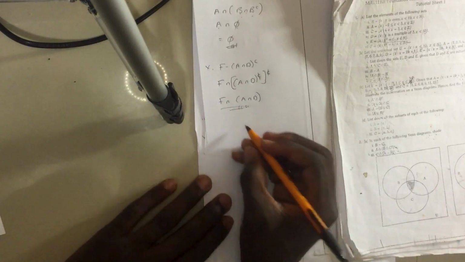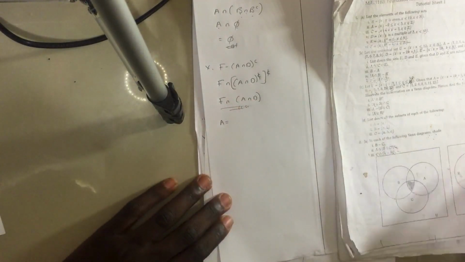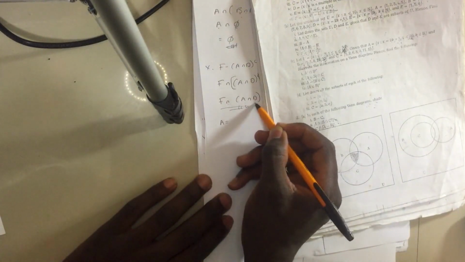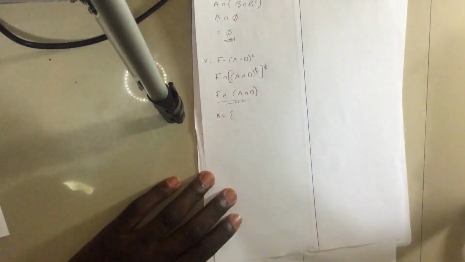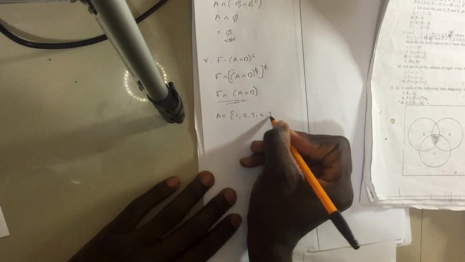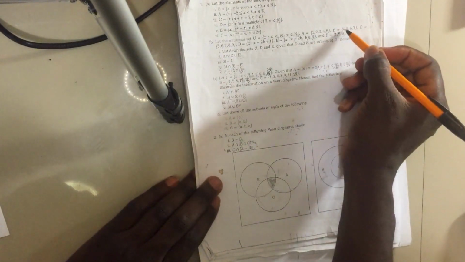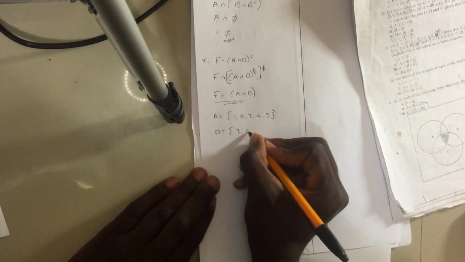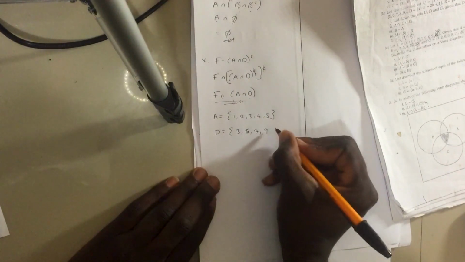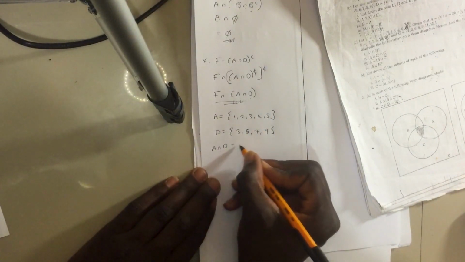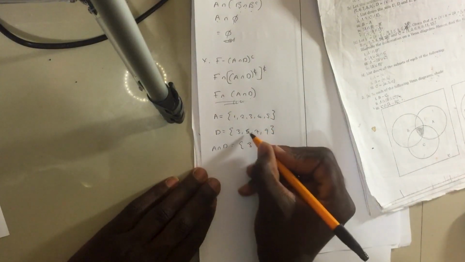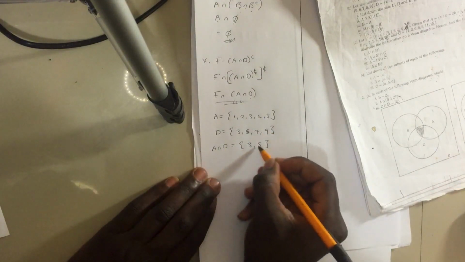Now we need to find the elements for this particular set, F intersecting with A intersection D. We're going to start with naming our set A. Remember our set A is 1 to 5: 1, 2, 3, 4, 5. And our set D, if you remember very well, was a series of odd numbers ending at 9, which was 3, 5, 7, 9. Now we need to find A intersection D, so what's common in the two sets? We have 3 there. What else is common? We also have 5. So A intersection D is just 3 and 5.